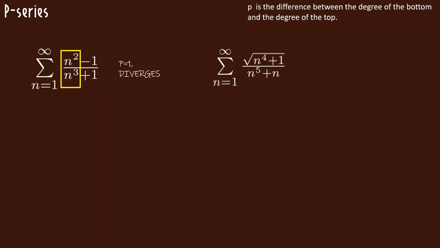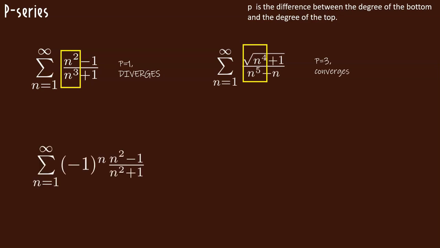Over here, I have the square root of n to the 4th. Well, this is really 4 over 2, because remember the square root is the same thing as raising something to the 1/2. So the power on top is 2, and the power on the bottom is 5. 5 minus 2 is 3, so this converges.